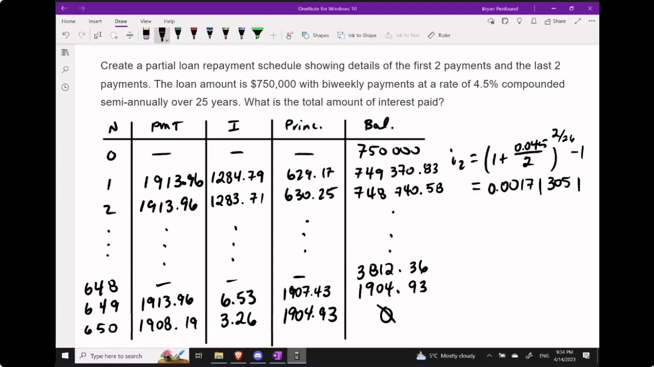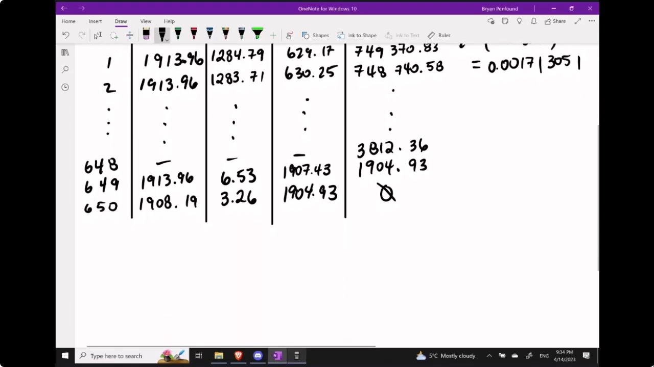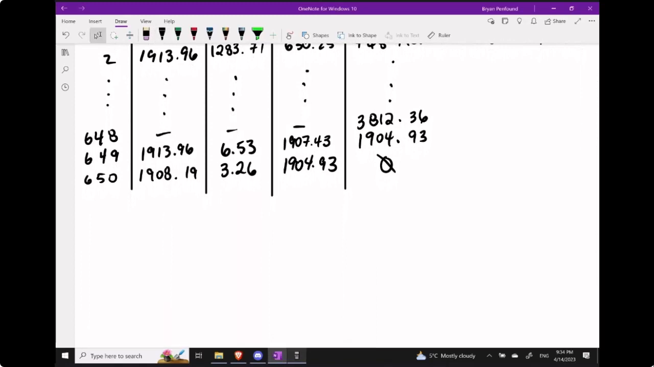The last thing we want to do to finish off this question is try to determine the total amount of interest that has been paid. And typically we do that by adding up all of our payments and subtracting the principal amount. So in our case, we would like to add up all the payments. We made 649 equal-sized payments of $1913.96, and we had one partial payment of $1908.19.